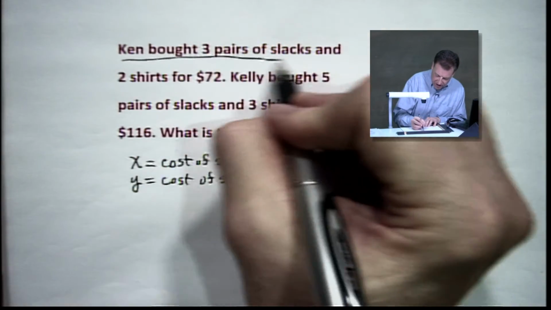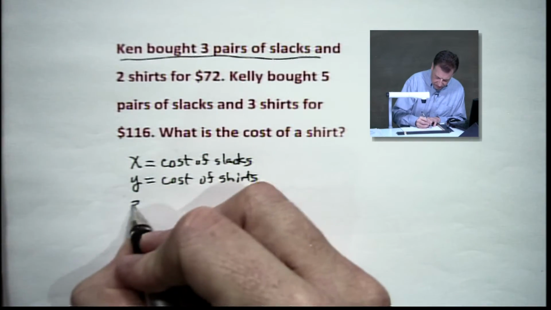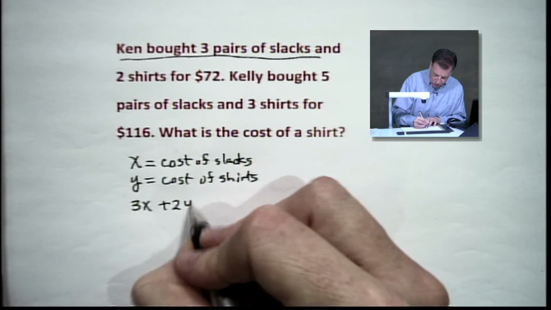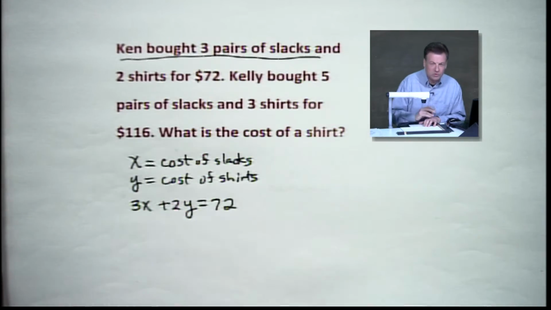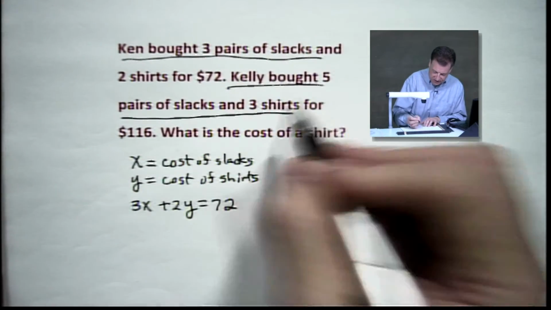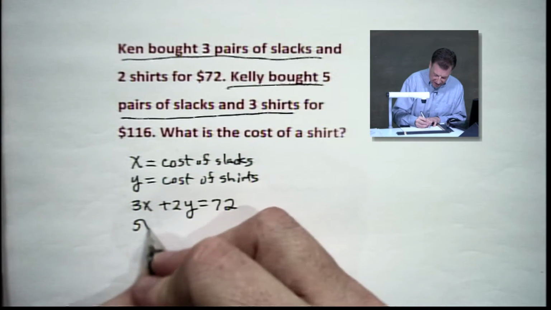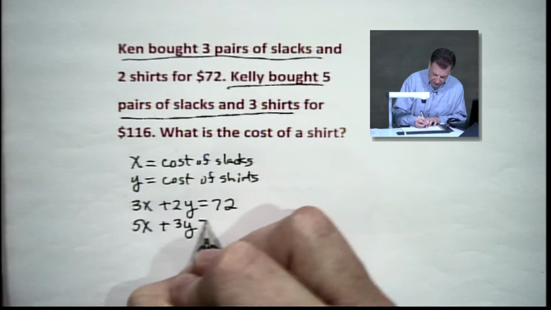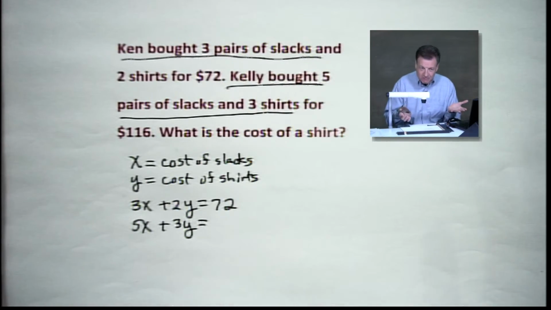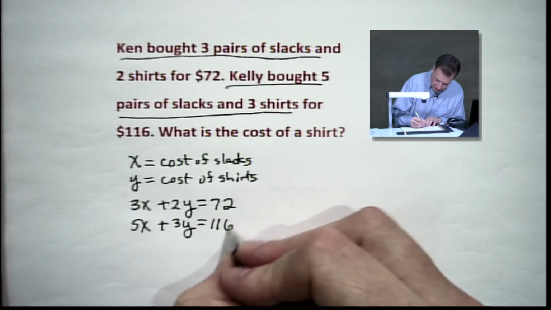First clue, right there: 3X, so we bought 3 times X, plus 2Y, that's going to give us 72. There's your first equation, all right? Second one, let's go to Kelly's story. Kelly bought 5 pairs of slacks and 3 shirts, so that's going to be 5X plus 3Y. Those numbers are bigger, so I expect the cost to be a lot more. According to this, it's going to be $116.